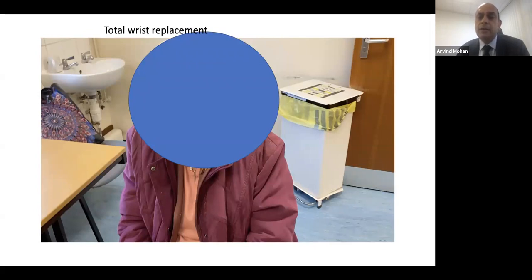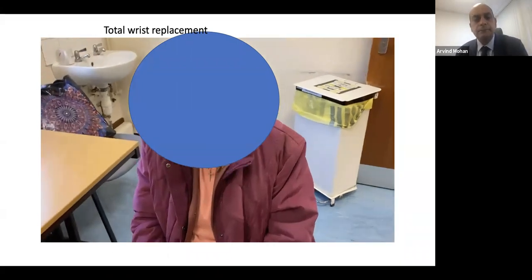It is not like a hip or a knee replacement or a shoulder replacement. So in my practice, patients have to fulfill certain criteria, and then they go into the research protocols, and then they go ahead with a wrist replacement. This is just a patient who had a wrist replacement.